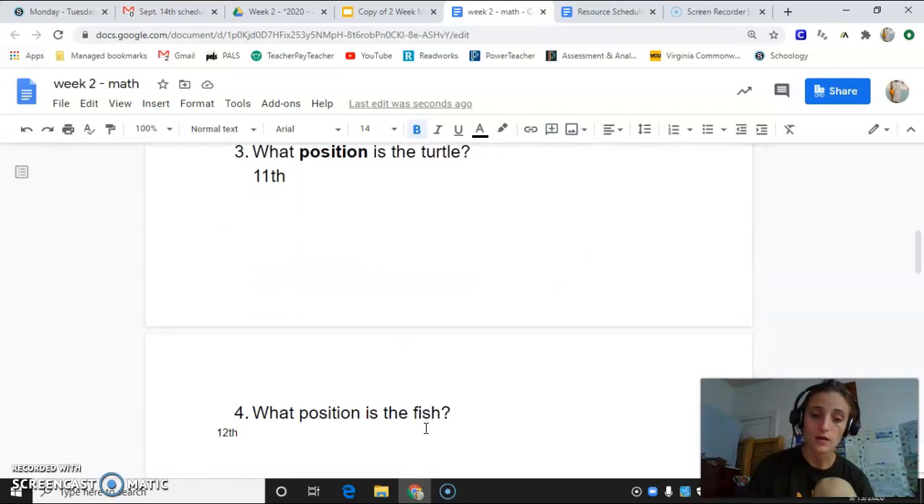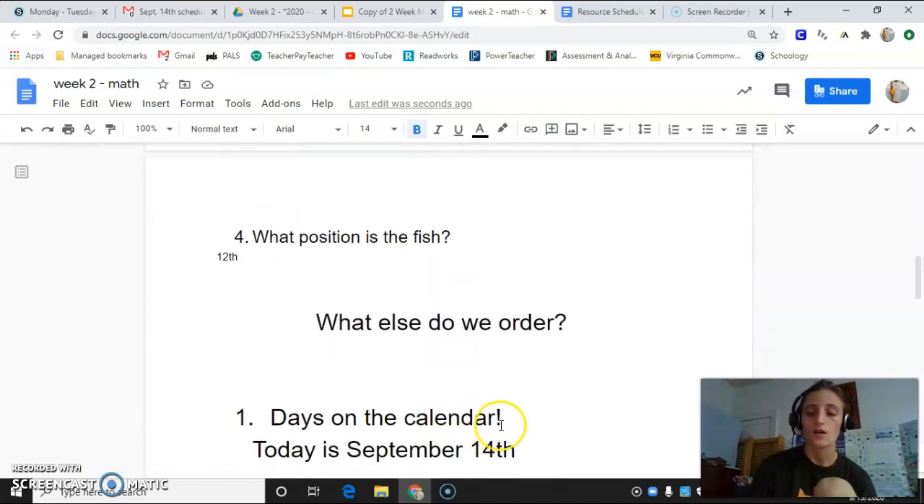So we are saying on the calendar, we say which day is first, which day is second, this day is third, this day is fourth. We're telling the order of the days on the calendar. So today is the 14th day of September in order.